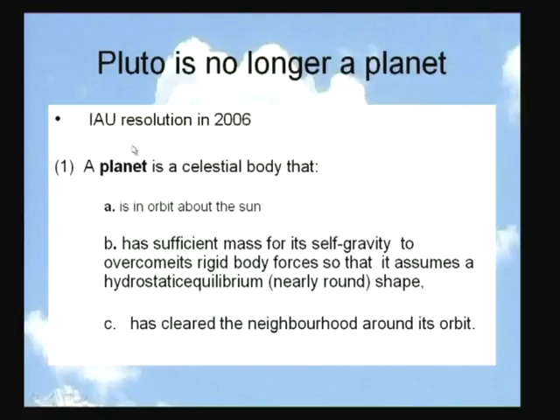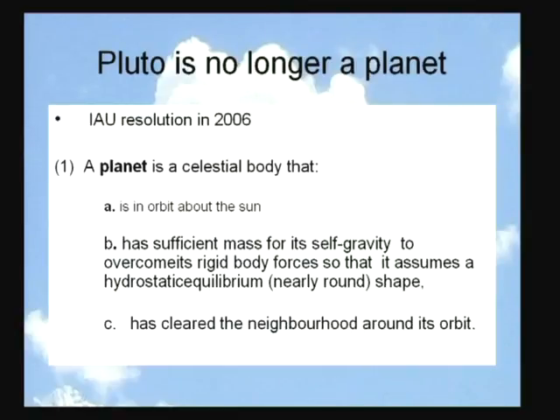In this resolution in 2006 they defined the conditions that a celestial body has to satisfy if it is to be a planet. And these conditions are that a planet is a celestial body that A, is in orbit about the sun, and B, it possesses sufficient self gravity to overcome rigid body forces, so that it assumes a hydrostatic equilibrium, nearly round shape. Okay.